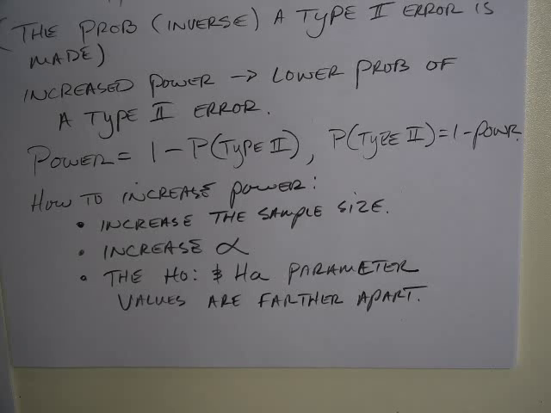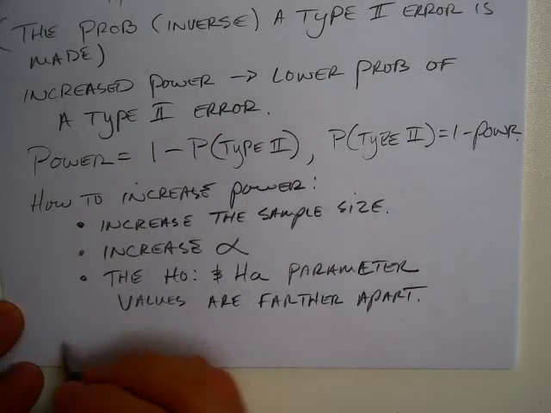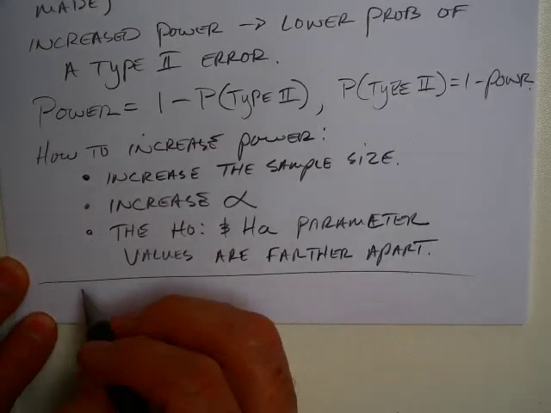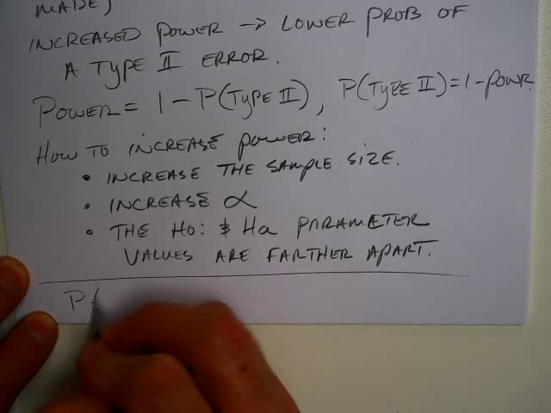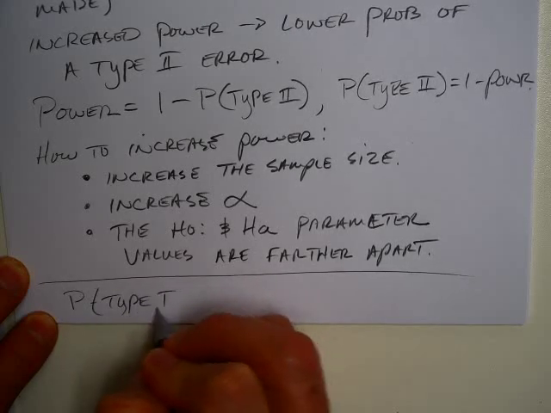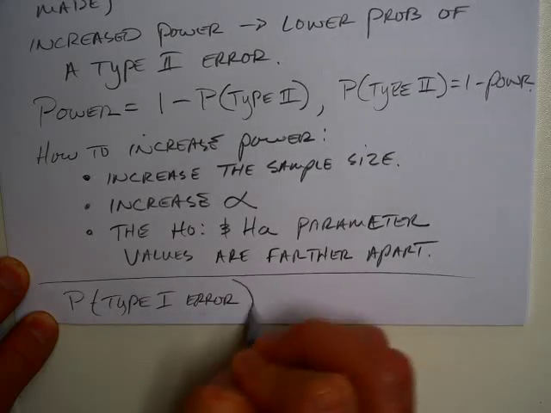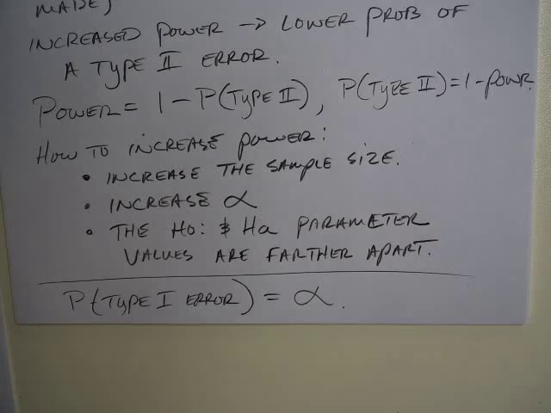There's one more thing. Notice that this power thing is only talking about the probability of a type 2 error, which is all that it handles. What about the probability of a type 1 error? The probability of a type 1 error is just alpha. I'm going to just fill this in at the bottom of the page here. The probability of a type 1 error equals alpha. So if your alpha is 5%, the probability of making a type 1 error is 5%.